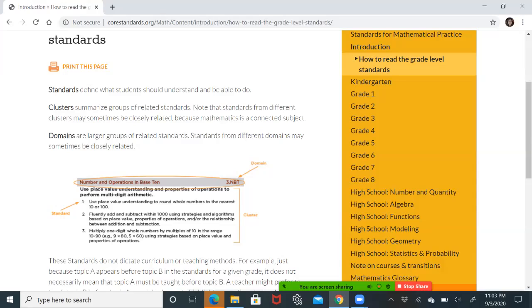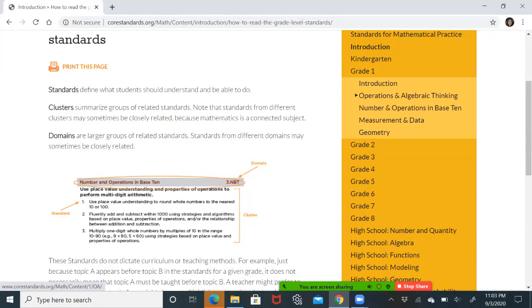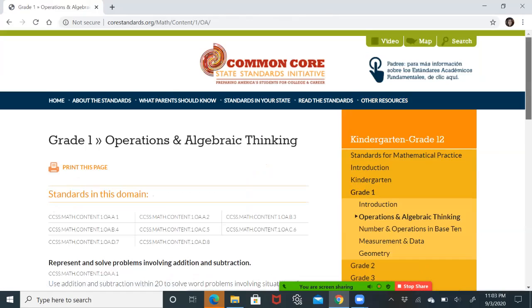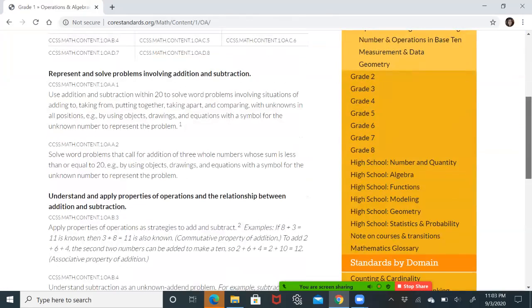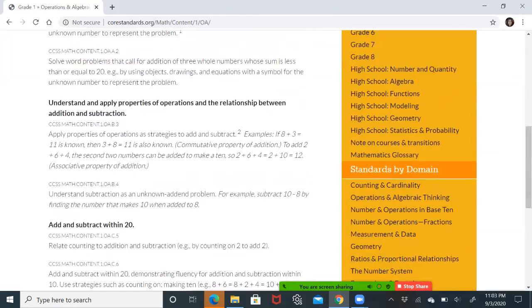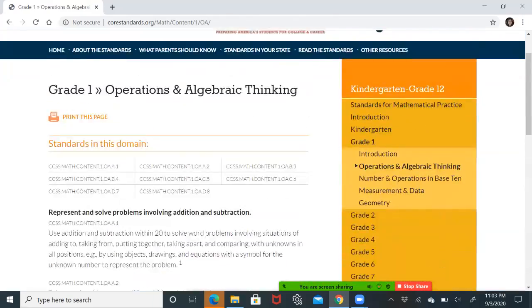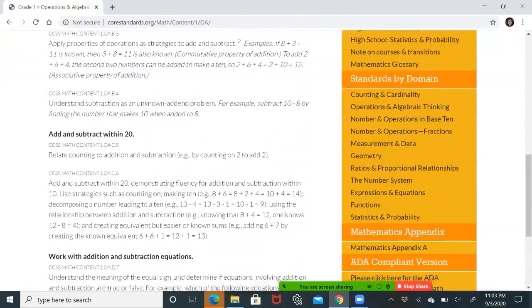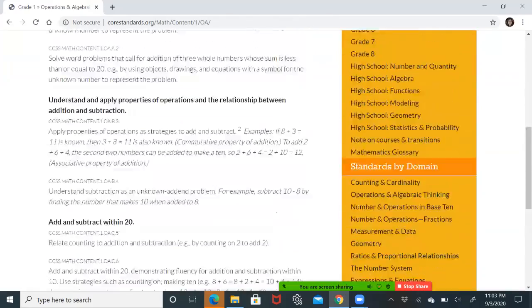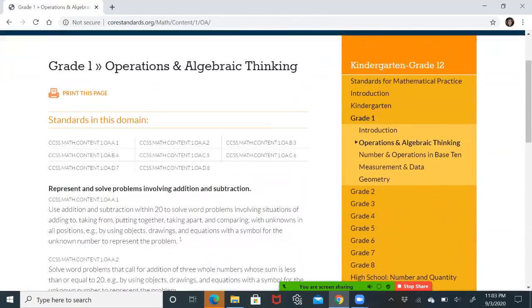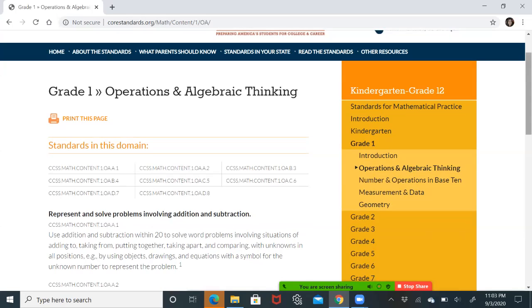All right, so one more time, within the domains, standards are grouped into clusters. Now those summarize groups of related standards. So again, if we go back to grade 1, we see the 4 domains, we could click into one of them, and the cluster headings are here in bold. So you see how there's a lot of standards, but there's only 4 clusters in this domain. So if you just read those, it'll give you a nice overview of what the work of the grade is in that domain.